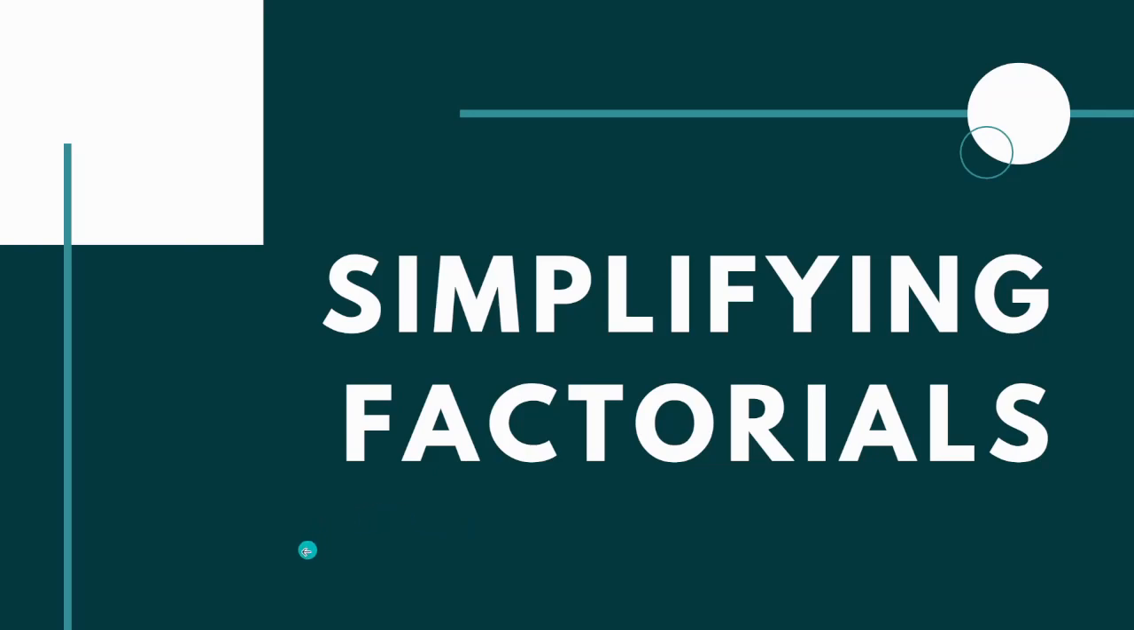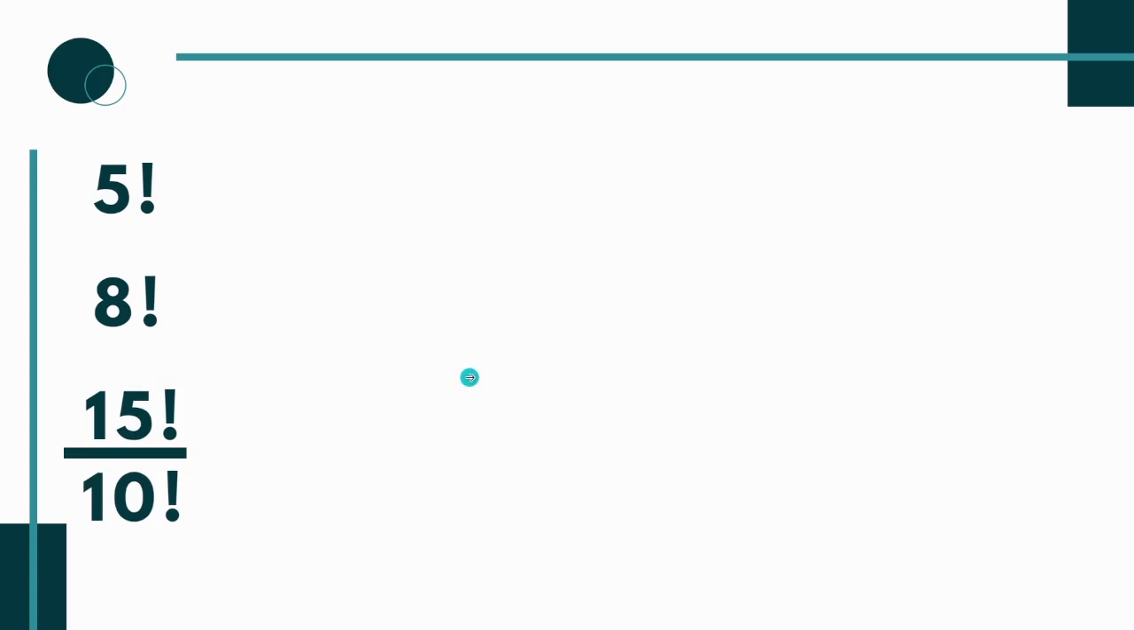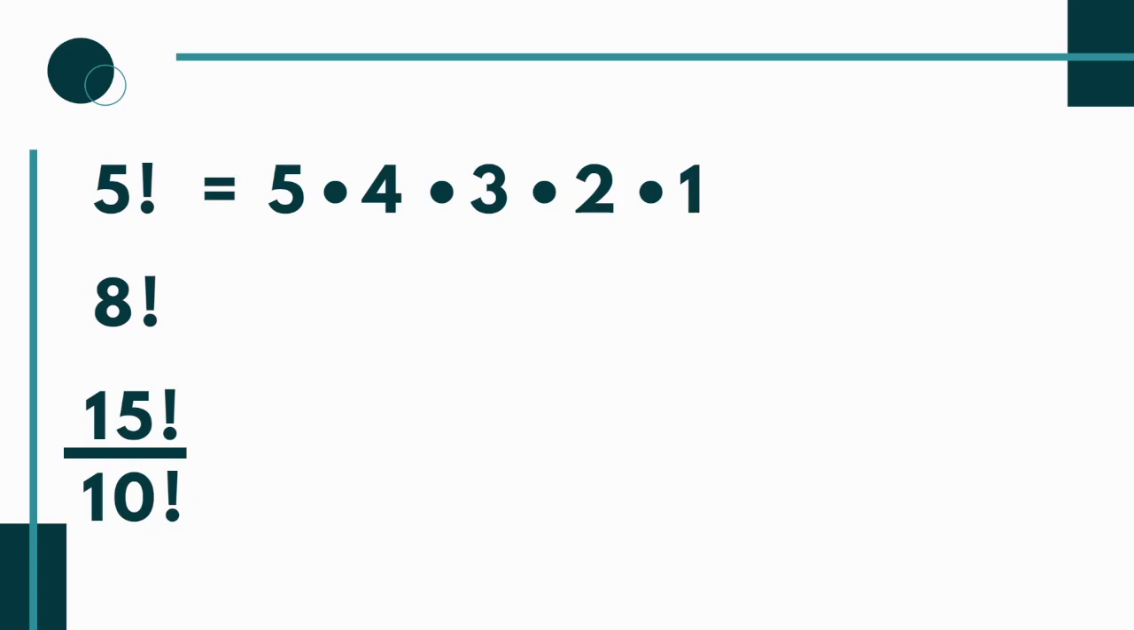Moving on, now we're going to learn how to simplify factorials. Here are the givens: 5 factorial, 8 factorial, and 15 factorial over 10 factorial. We're going to start off with 5 factorial. So, 5 factorial is equal to 5 times 4 times 3 times 2 times 1, and you get 120 as your answer.